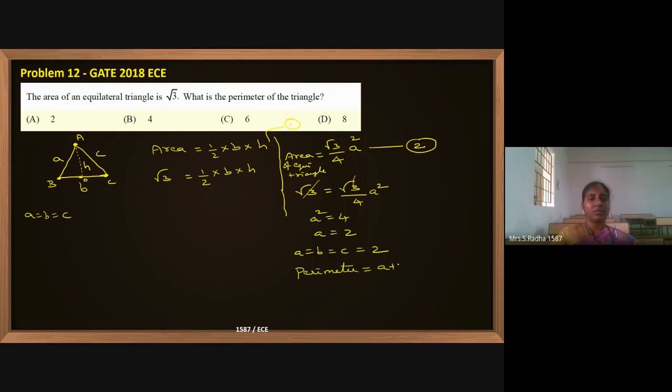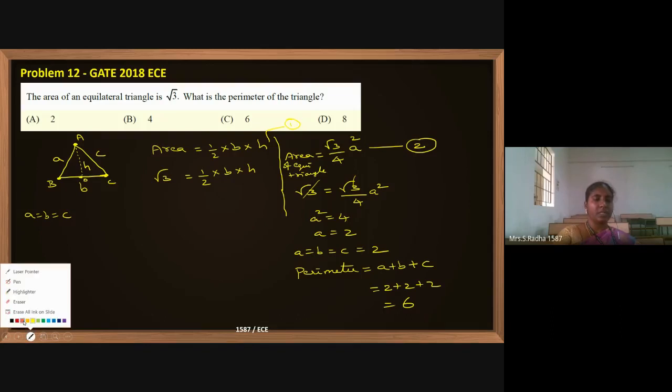it is the sum of the entire thing. If you start from B, you have to travel to A, then to C, then back to B. This outer region length is nothing but the perimeter. So you can also do it like this. It is 6. I am taking this as method 1. This is one method you can proceed with.